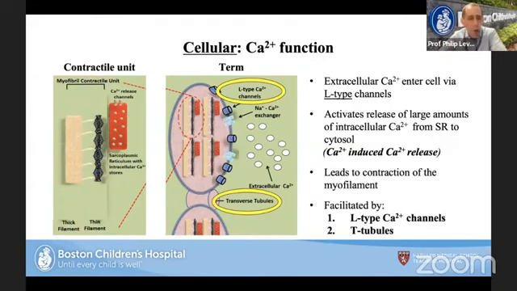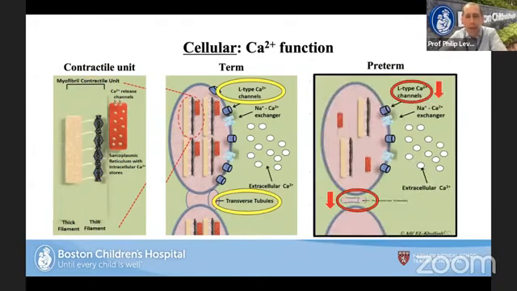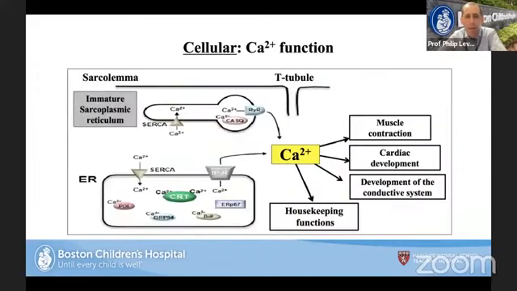So again, if this is new for everybody, the take-home message is that in the preterm infants, there are fewer L-type channels and fewer T-tubules. So the overall ability to enhance contractility in a preterm heart is significantly decreased. We know that calcium function helps with muscle contraction, cardiac development, conductive system, housekeeping functions. But if the immaturity of the sarcoplasmic reticulum exists, all of these functional aspects will be underdeveloped.